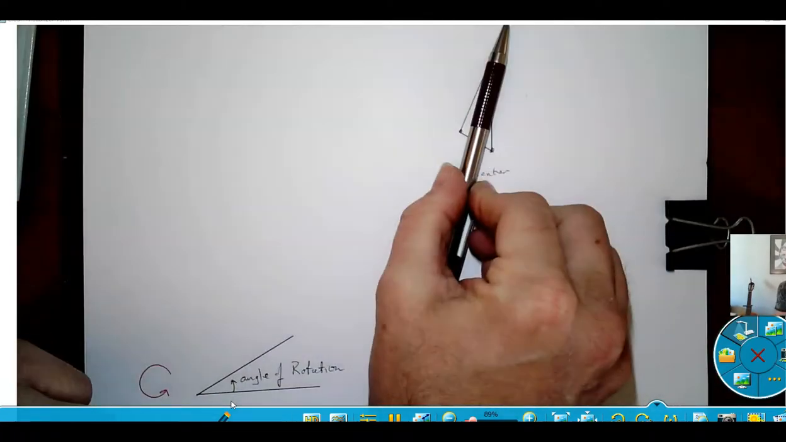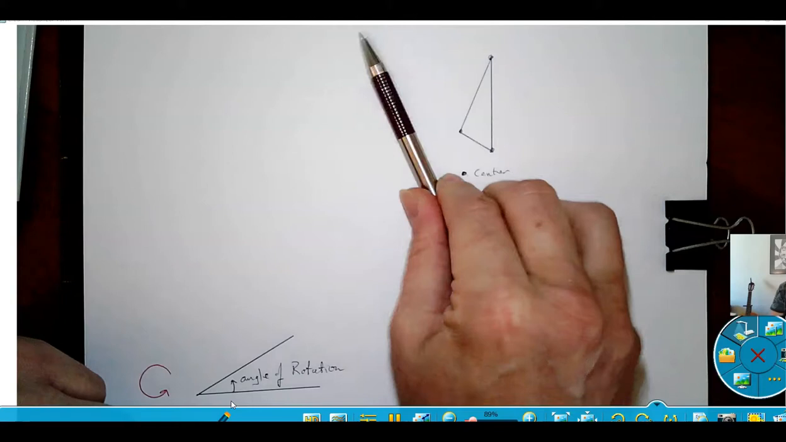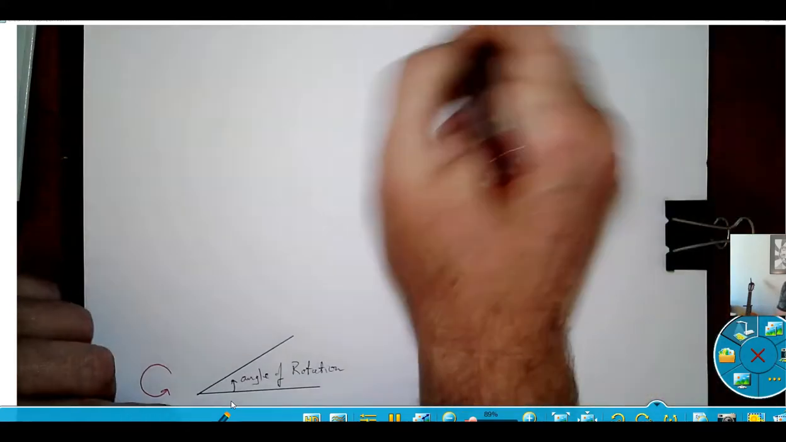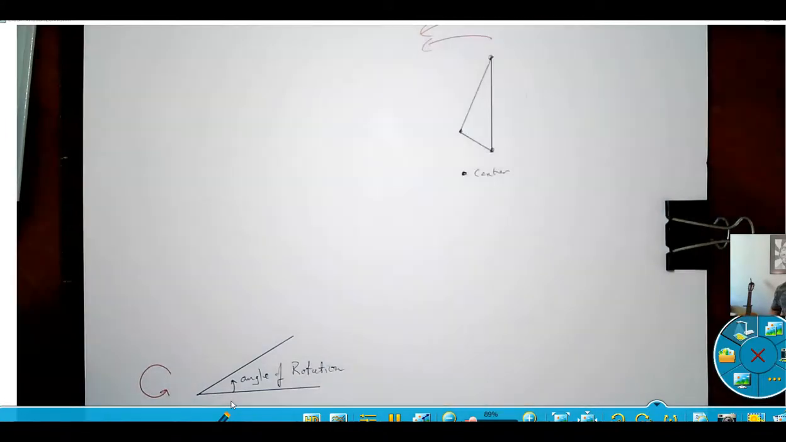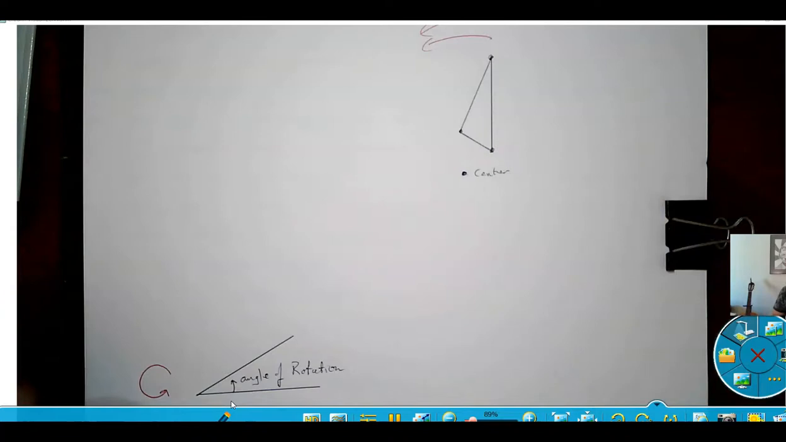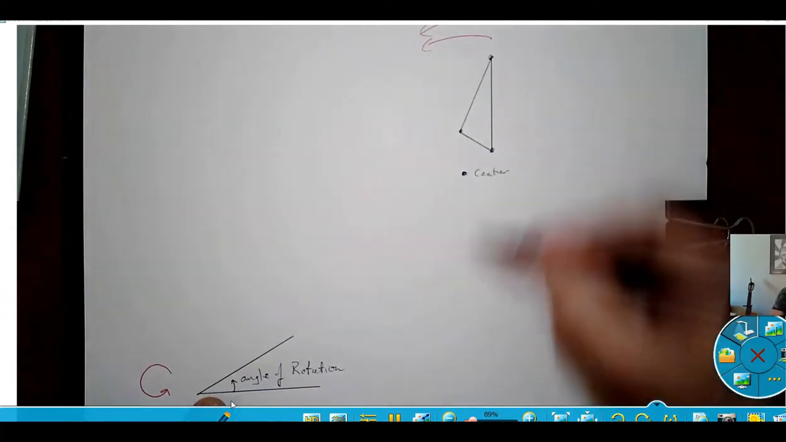So that means we're taking this thing and it's going to rotate this way, right? So it's going to go this way somehow. Let's draw it so you can see it. It's going to go this way somehow, right? Okay, so let's go ahead and do this. So basically what I need to do is start with the center.